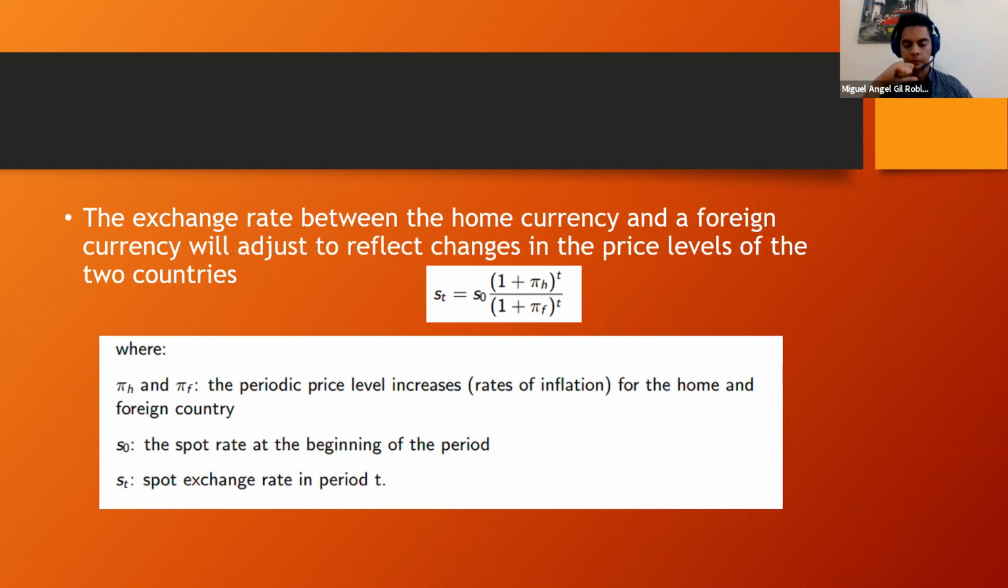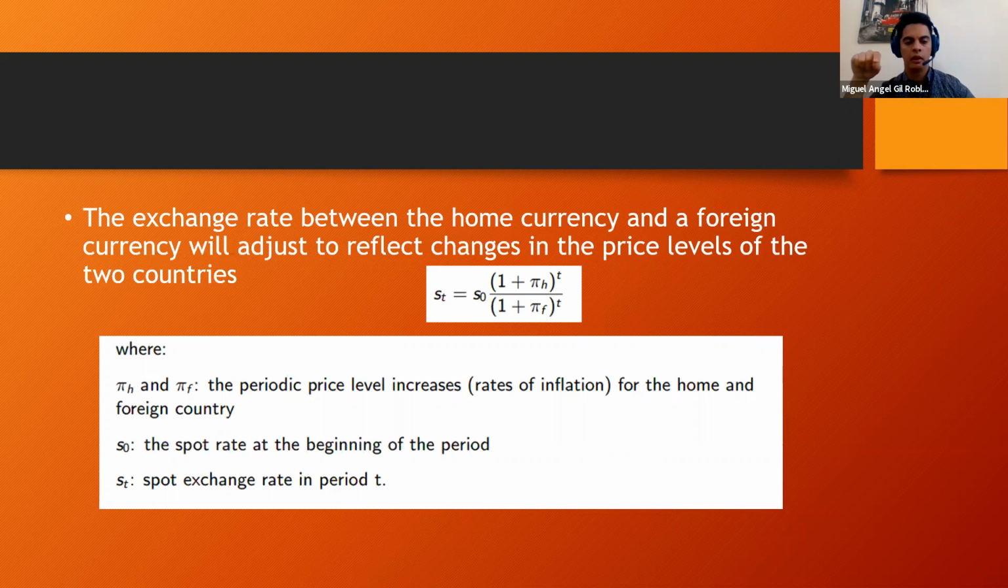This new change in theory is called the relative PPP. So the other one was absolute because it was only one good, and now it's called relative because we have all the goods in the economy. So the formula to calculate the exchange rate is a little bit different. It's this one that we have in here.